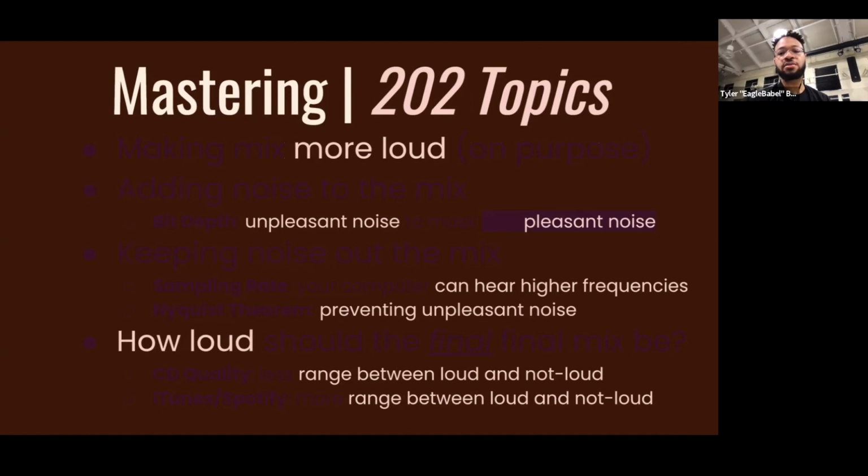It's making the mix more loud. It's noise that's better than other noise. Higher frequencies, preventing unpleasant noise. How loud should the mix be, the master be? What is the range between the loudest and the not loudest? So we're looking at, again, dynamics. In this case, we'll say noise for space and for frequency, and then tools that listen to the mix past the range of human hearing to help prevent some artifacts that don't sound pleasant and don't sound musical. Dynamics, EQ, and space. Those are your three dimensions.